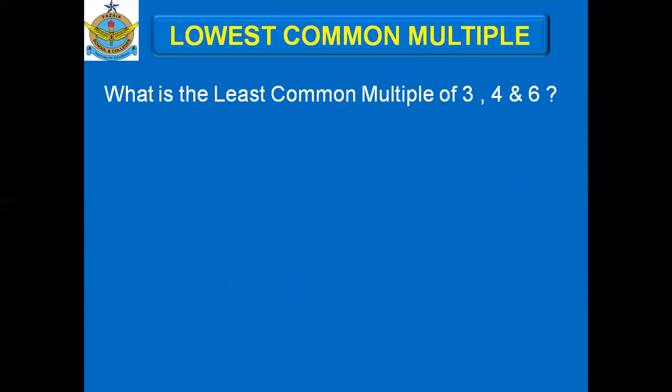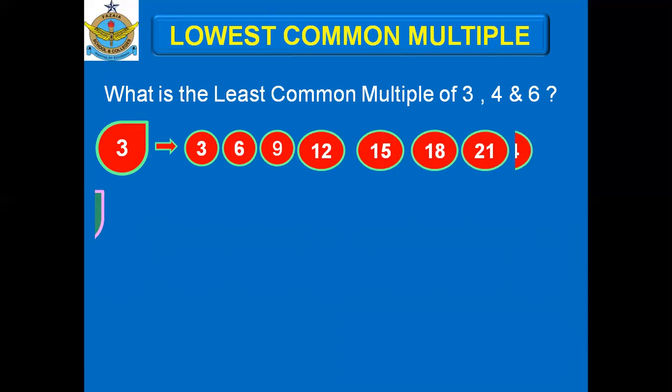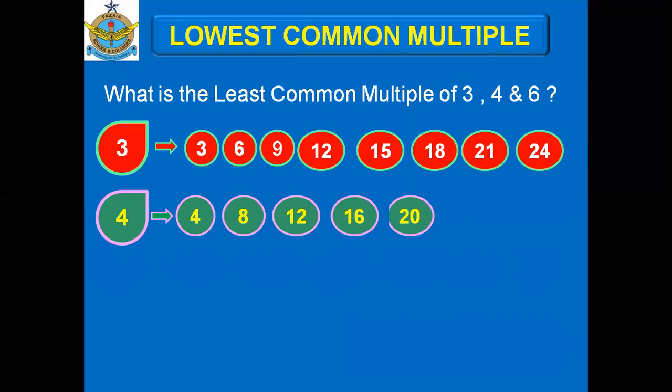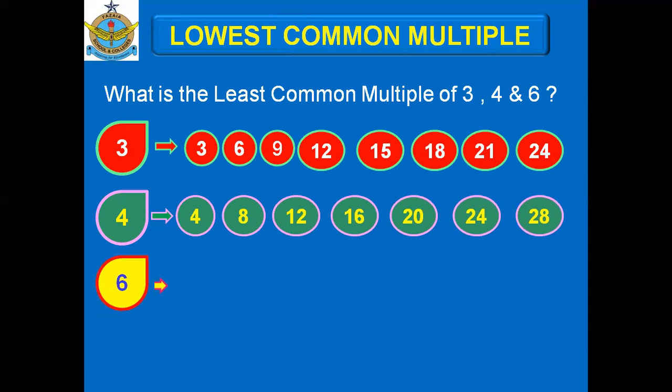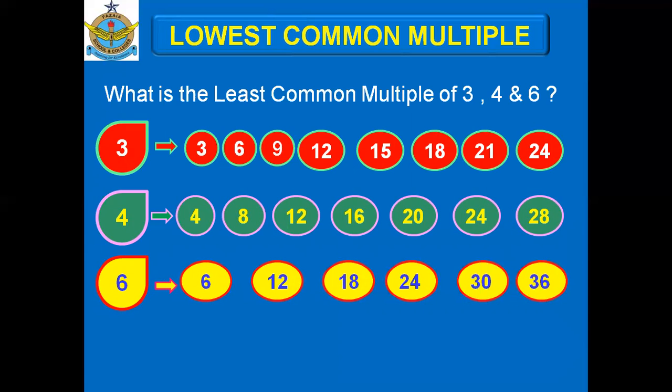Next example: what is the least common multiple of 3, 4, 6? Now we have more than two numbers, three numbers: 3, 4, 6. So first we find the multiples of 3, 4, 6. Multiples of 3 are 3, 6, 9, 12, 15, 18, 21, 24. Now we write down the multiples of 4: 4, 8, 12, 16, 24, 28. And now the multiples of 6: 6, 12, 18, 24, 30, 36.